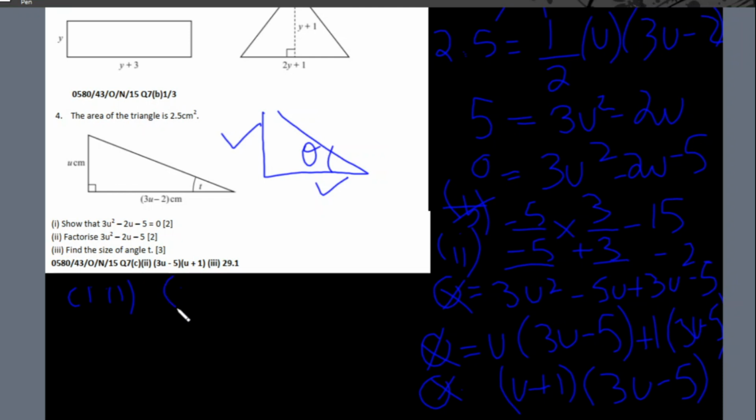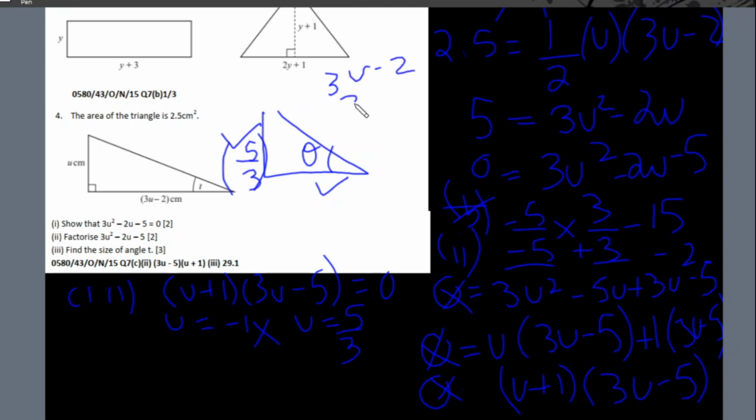So for that I'll simply equate these factorized forms to 0, and u equals minus 1, or u equals 5 by 3. We can't accept minus 1 because that would make our length negative, which is impossible. So if u is 5 by 3, then what is 3u minus 2? 3 times 5 by 3 minus 2 will be 5 minus 2, which is 3.